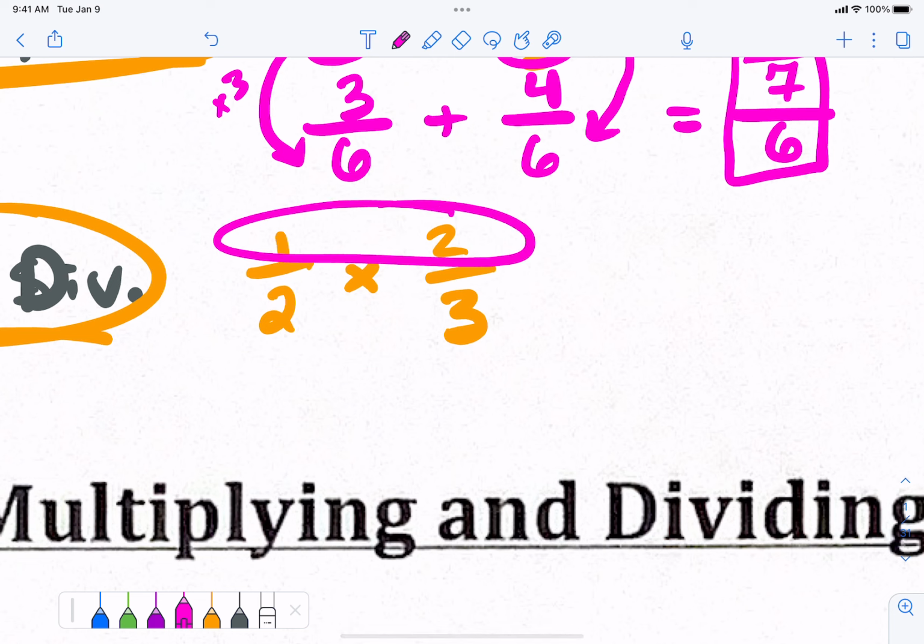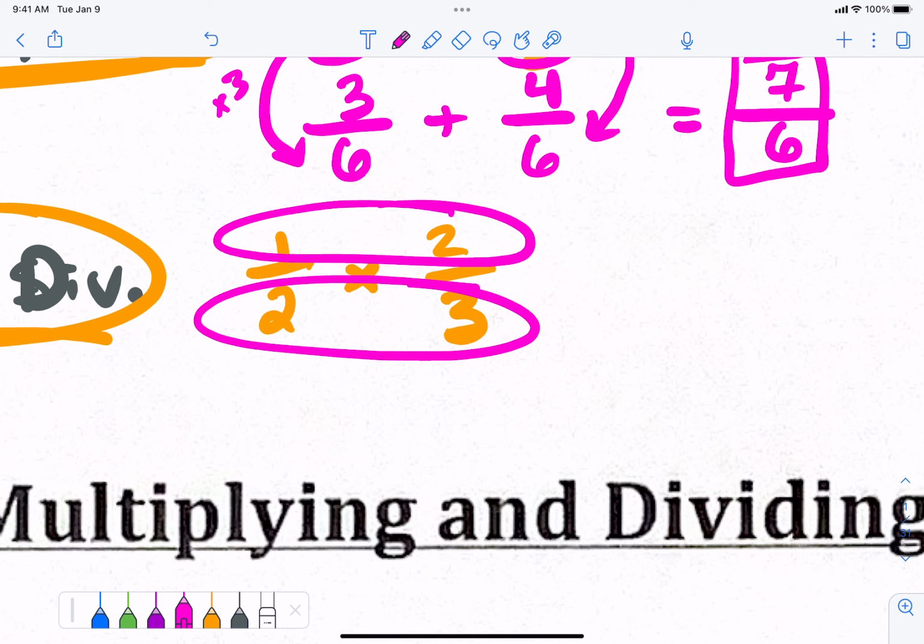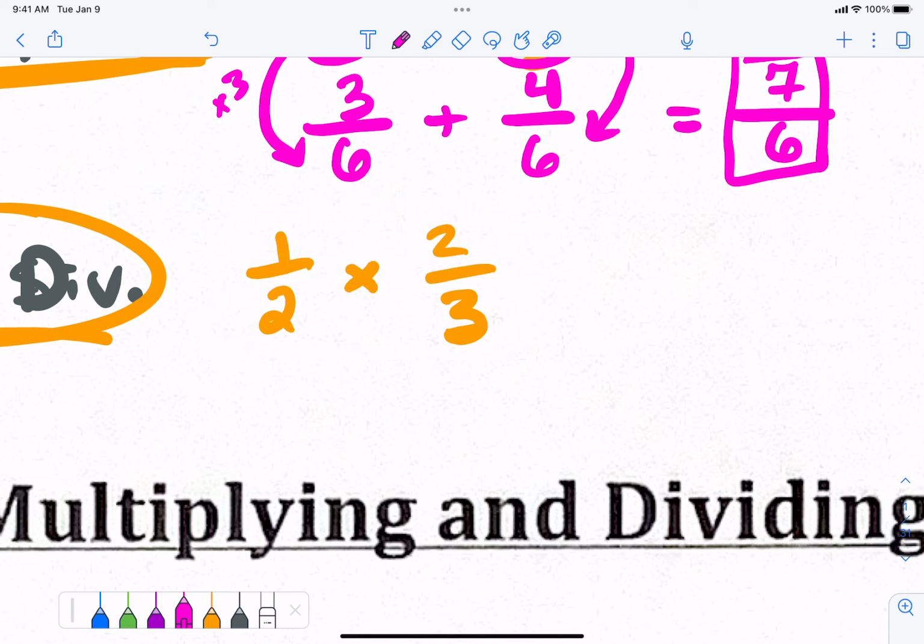because when you multiply and divide, all you do is multiply those top numbers and multiply those bottom numbers, and then you reduce. But we are going to get into the habit of reducing first before we multiply or divide, okay? Because it makes it easier, all right?